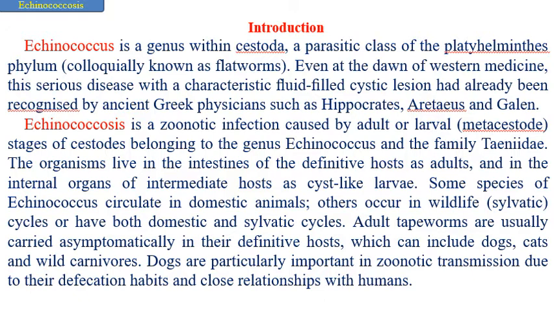Echinococcosis is a zoonotic infection caused by adult or larval stages, often called metacestodes, of cestodes belonging to the genus Echinococcus and family Taeniidae. These organisms live in the intestines of definitive hosts as adults, and in the internal organs of intermediate hosts as cyst-like larval stages. Some species of Echinococcus circulate in domestic animals, also occur in wildlife, often called sylvatic cycles, or have both domestic and sylvatic cycles. Adult tapeworms are usually carried asymptomatically in their definitive hosts, which can include dogs, cats, and wild carnivores. Domestic dogs are particularly important in zoonotic transmission due to their defecation habits and close relationships with humans.